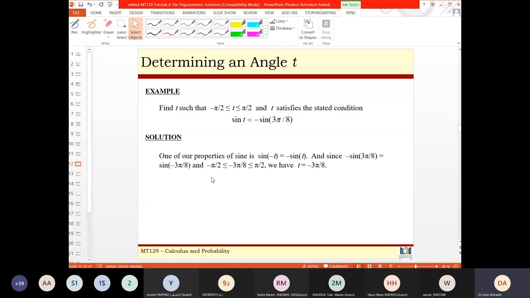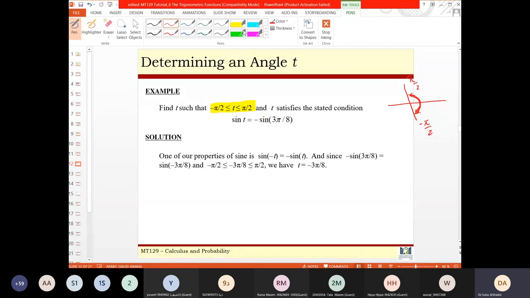So here we have one more example. They are giving me the t, the angle, to be something between minus pi over 2 and pi over 2. This is minus pi over 2 and this is pi over 2. So my angle is in this area, here between this and this.